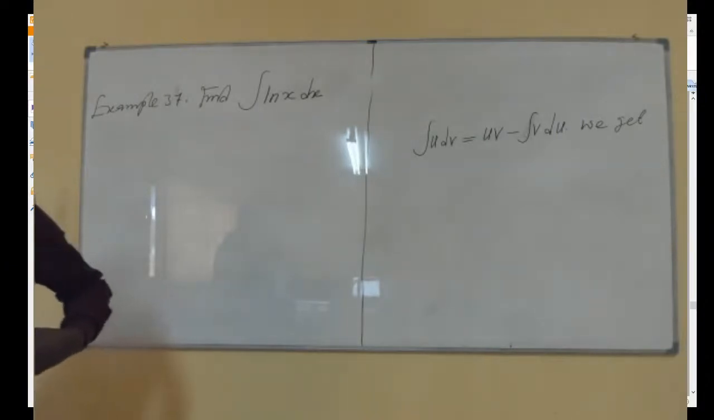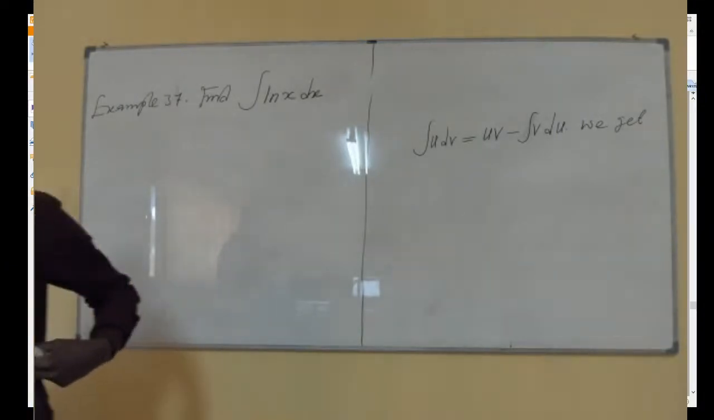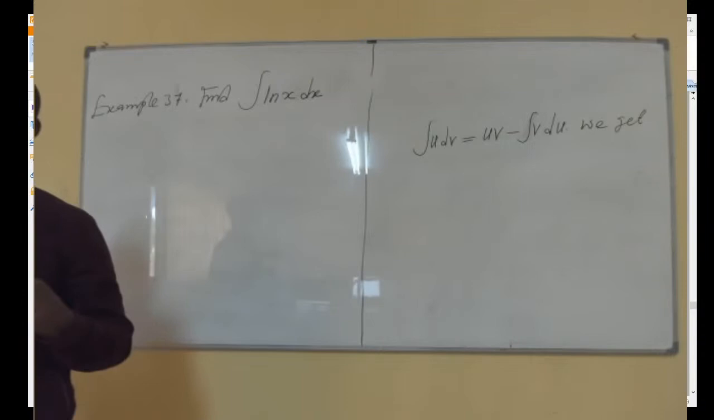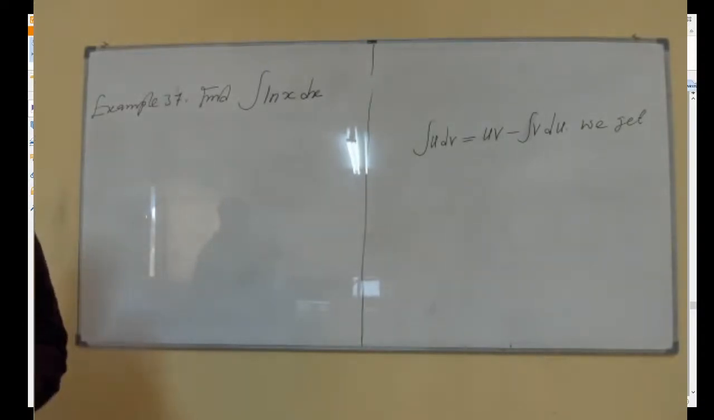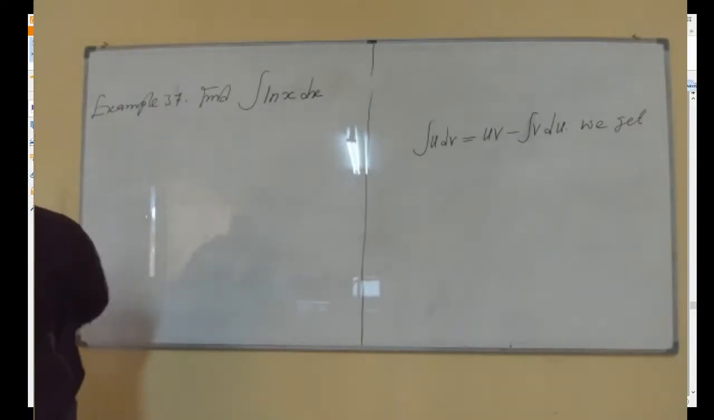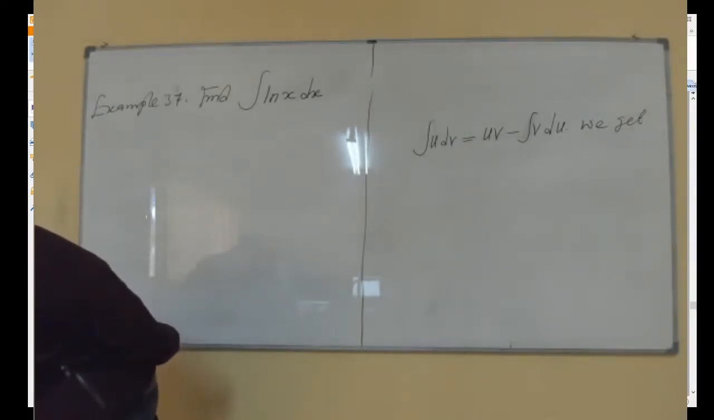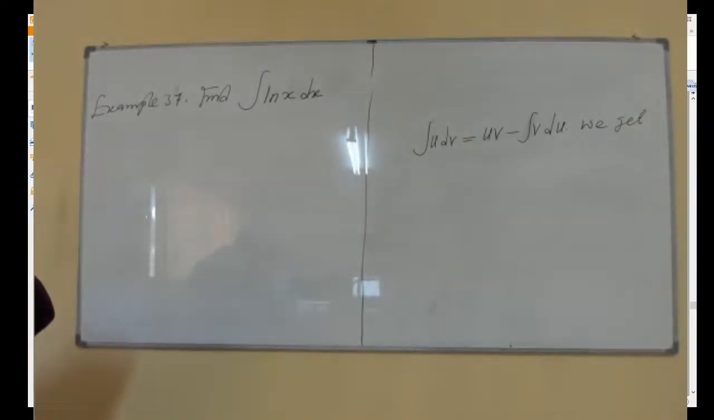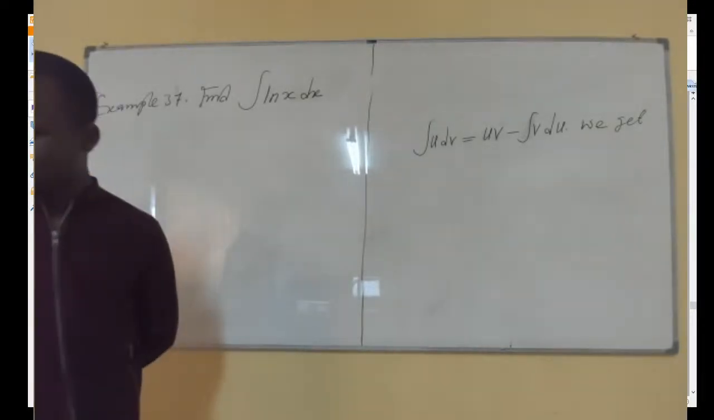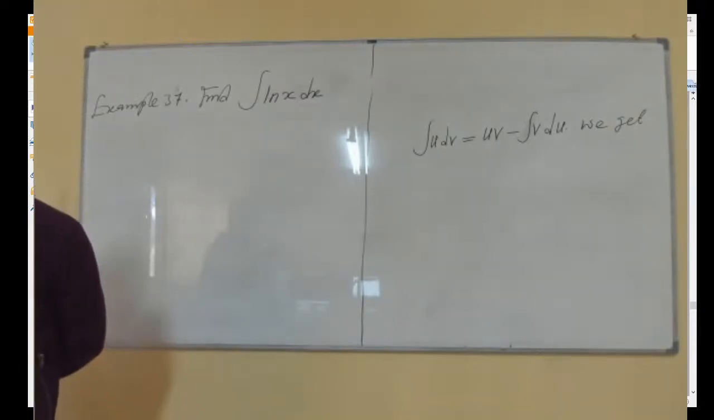Why is the v equal to negative cos x? Because the integral of sine x is the negative of cos x. I hope with this, Mwangala, I've answered your question. I hope I've answered your question.